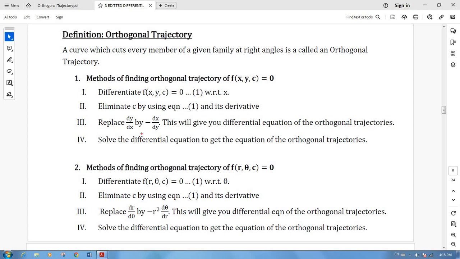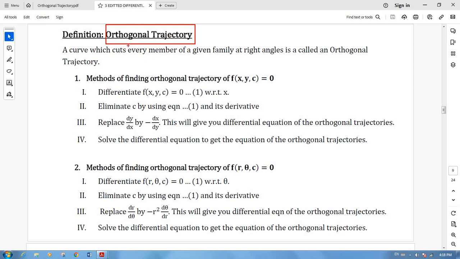Bismillahirrahmanirrahim. Dear student, here we see the definition of orthogonal trajectory. We have recorded a few videos on orthogonal trajectory. Now we will read the definition and the working rule for how to find the orthogonal trajectory.